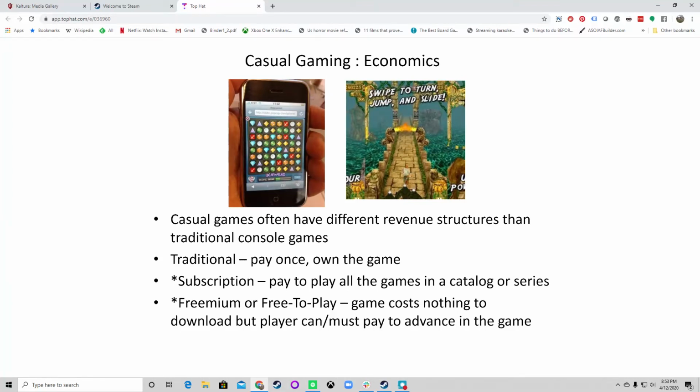There's also subscriptions to a series of games, narrative games like the Telltale Walking Dead games, things like this will give you a bonus if you subscribe to all the episodes instead of buying them one at a time. And then the most popular model in this genre is probably the freemium or free to play. The game itself costs nothing to download, but oftentimes the player has to pay to either advance or have access to more tools in the game. And we'll talk more about that specifically here in just a second.